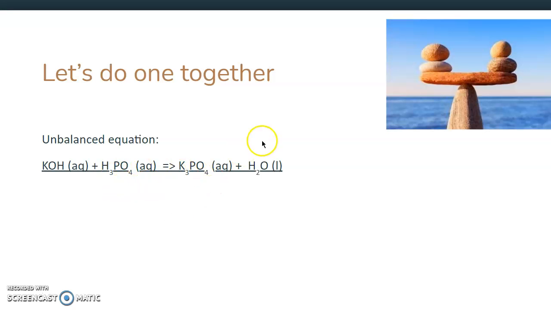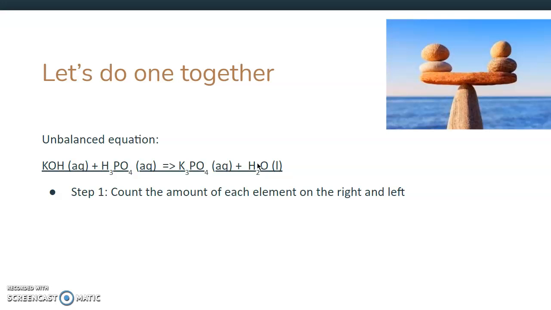So let's show an example of one. For this example, we have KOH, which is potassium hydroxide, plus H3PO4, which I think is phosphoric acid, turns into potassium phosphate and water, I think is how that works. But the names don't matter as much. So our first step, though, is to count the number of elements on each side. So if I was to count the number on the left side, there would be 1 K in this compound, 1 oxygen, and 1 hydrogen. Now I have a hydrogen and an oxygen in this compound and in this compound.